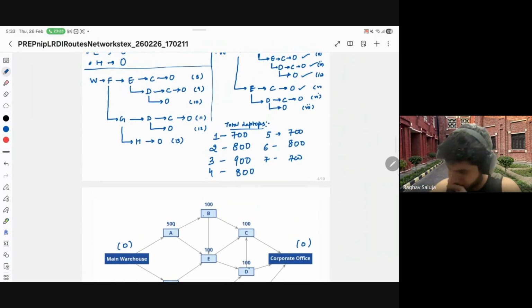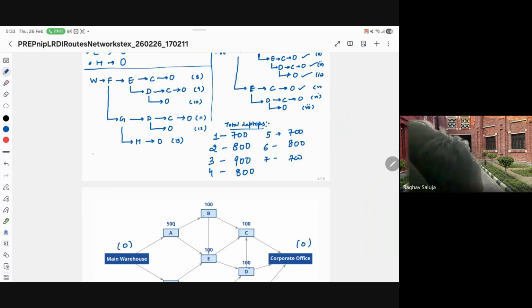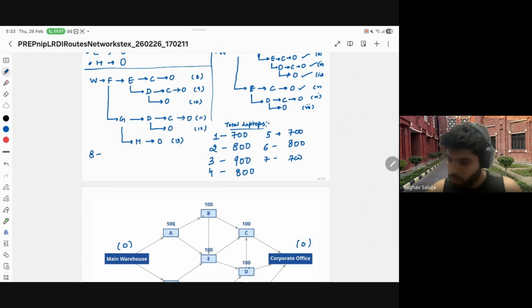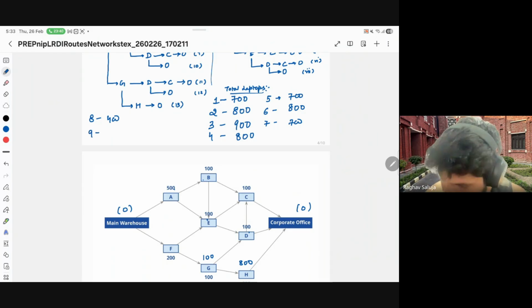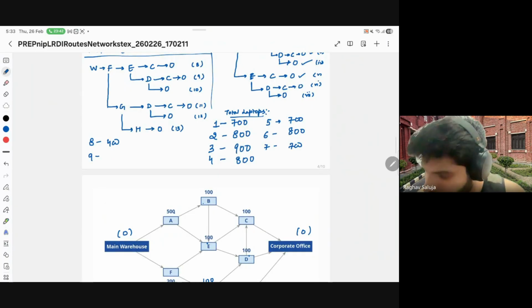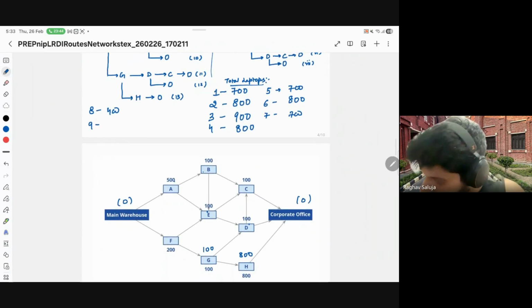Sorted. Perfect. Come to the eighth. FEC. 200, EC 400. Simple. 200, 100, 100. Ninth, FEDC. 200, 200, 200, 100, 300, 100, 400, 100, 500.